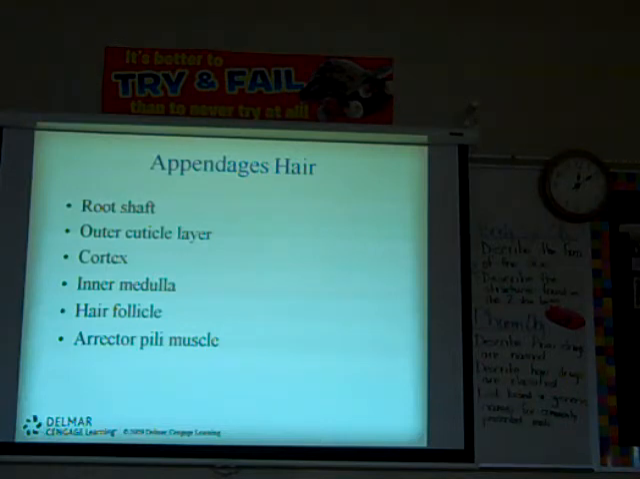The erector pili muscle is attached to the hair, and when it is stimulated or flexes, it makes the hair stand on end. And that gives us goosebumps, or goose pimples, or goose flesh. When we have goosebumps, a little bit of oil is secreted. That's not really important for you to know, but it's due to the pressure on sebaceous glands.